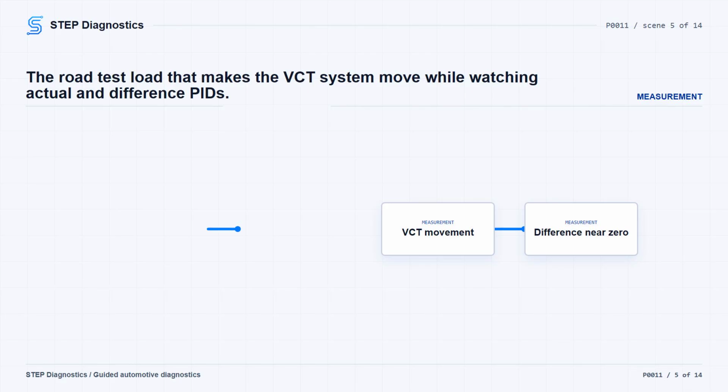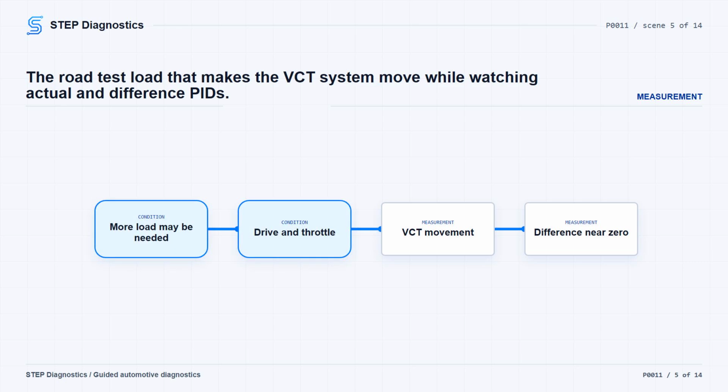Drive the vehicle and exercise the throttle enough to make the VCT system move. Some vehicles need more RPM and load than others before the VCT system reacts. While you are doing that, watch for VCT movement and watch the error or difference PID. The difference PID should stay close to 0, although it can move briefly during fast cam timing changes.